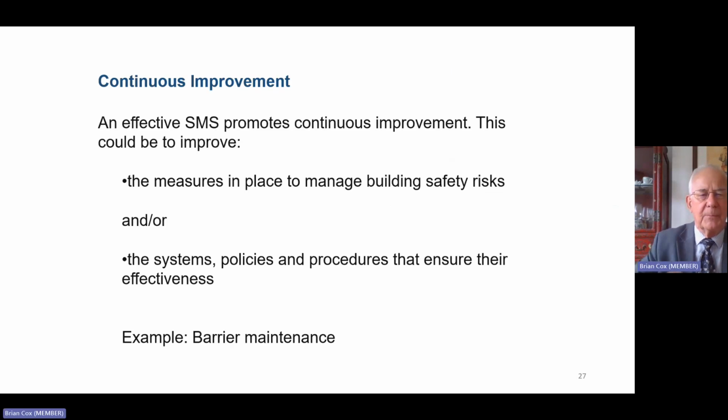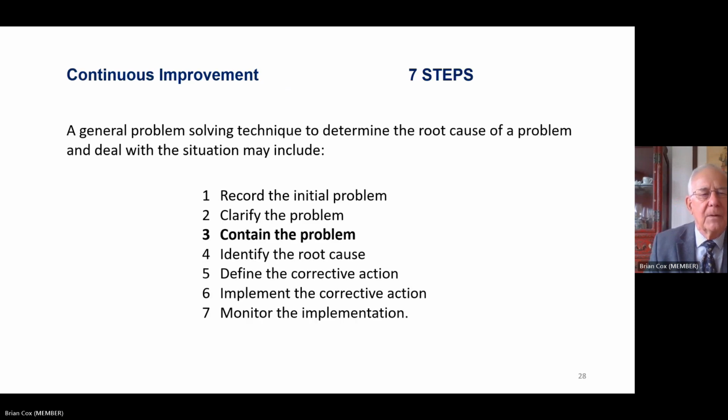So continuous improvement: we want SMS to have continuous improvement as a part of it, and this can be to improve particular measures which are in place to manage the building, or the whole system itself and policies and procedures. For example, barrier maintenance. I hope you're familiar with barriers from carrying out bow tie analysis or something similar. I like this system, which I've used in various manufacturing industry locations, called 7-step continuous improvement.